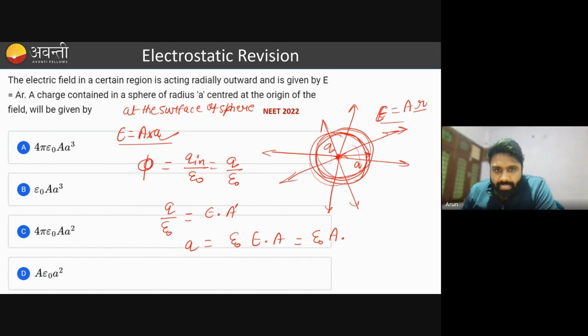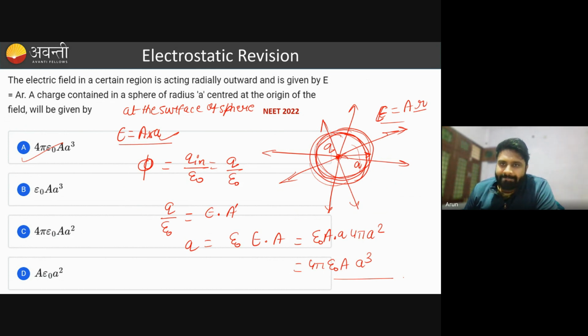So put the value of A dash, the area of this sphere, which is 4 pi a square, and the value of electric field is A into small a. So this charge will become 4 pi epsilon naught A into a cube. So option A is the correct option. Got it?